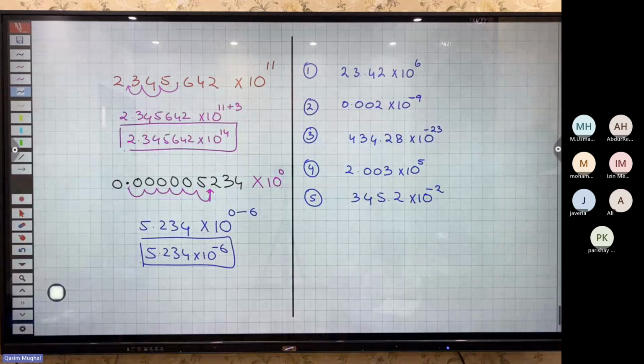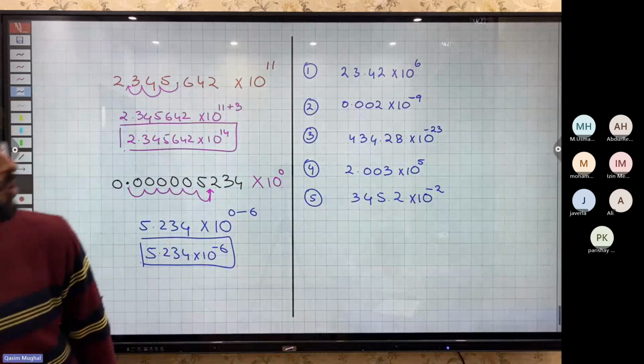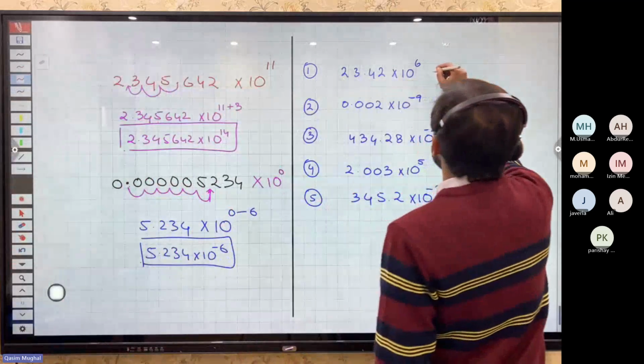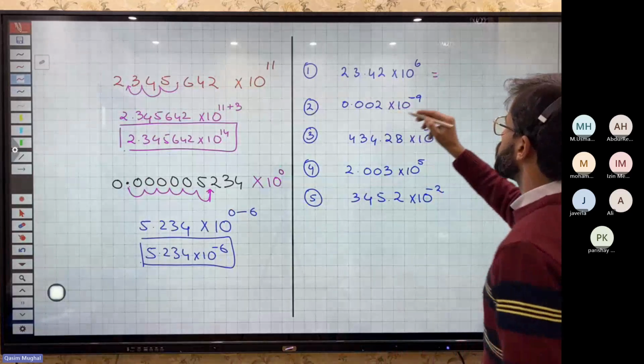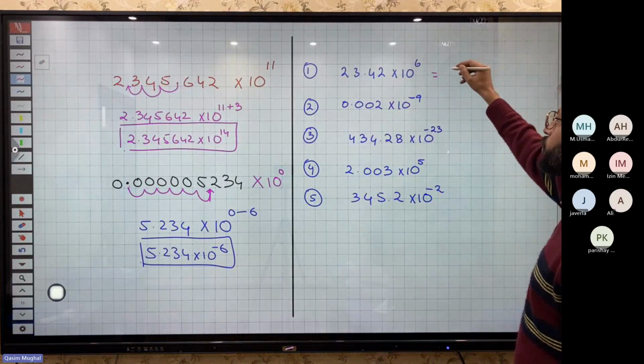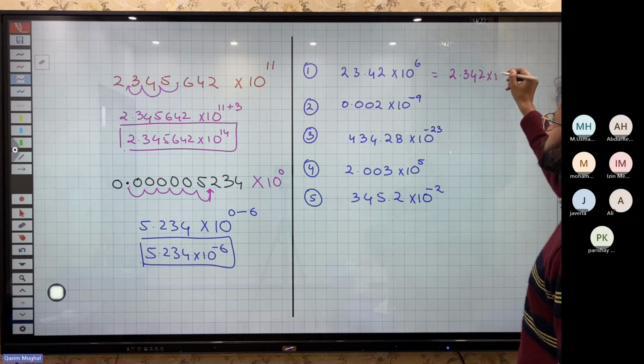I hope you're done. Anyone still stuck? Okay, so I'm going to quickly write down the answers. I hope you all got the same ones. For this one, I need to move the decimal one space to the left. So the power of 10 will go up by one. So this is going to be 2.342 into 10 raised to the power of 7.